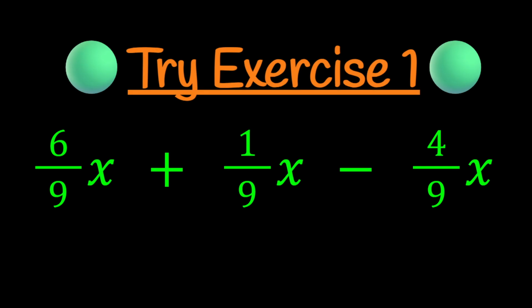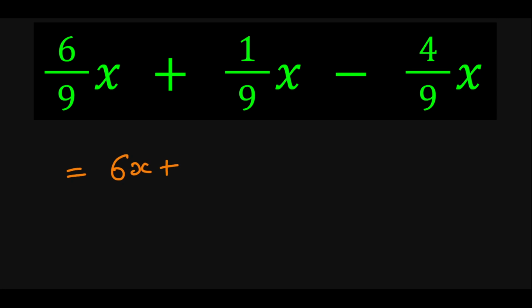Welcome to the try exercise solution for lesson 7 of the Basic Algebra in Full series, which is on algebraic fractions. So for this first one, as you can see, all the denominators are the same. So we just add or subtract across depending on the operator we see. And don't forget that the variables will go to the numerator because it's beside the fraction. So this gives us 6x plus 1x, or just x, minus 4x, all over 9.